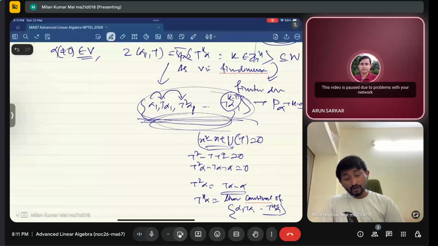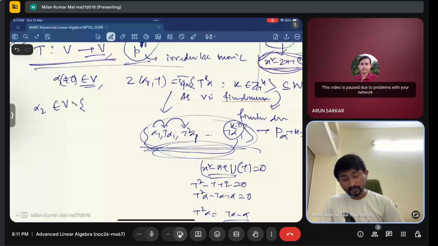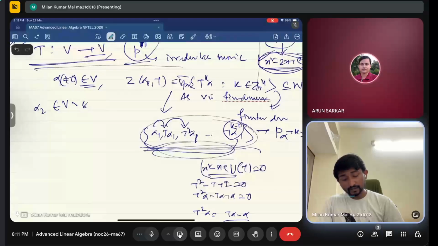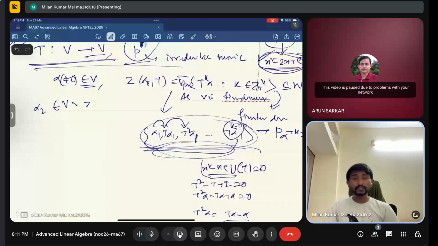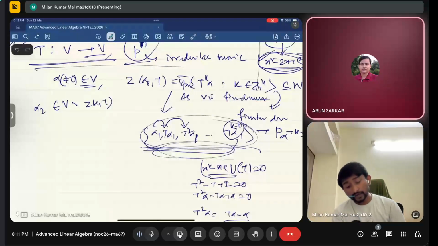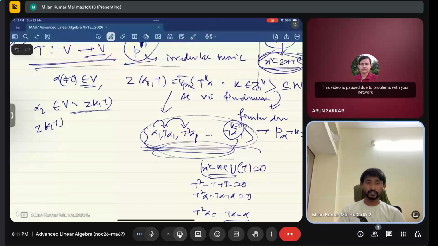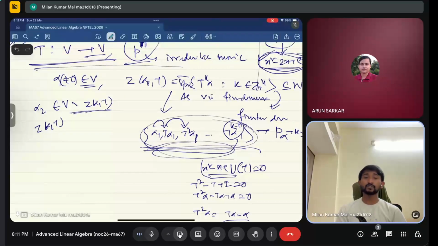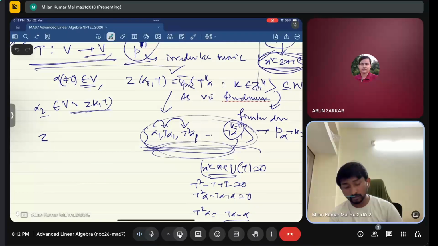Now let's take another vector alpha 2 which is in the vector space V but not in this space, the span of this space, or basically you can write it as Z alpha 1, T, right? This is the purpose of the cyclic decomposition theorem. So we can again construct Z alpha 2, T, because alpha 2 is not in Z alpha 1, T. Alpha 2 can't be written in terms of Z alpha 1, T, right? So now we have Z alpha 2. We can again construct the cyclic subspace this way, corresponding to alpha 2 comma T, right?